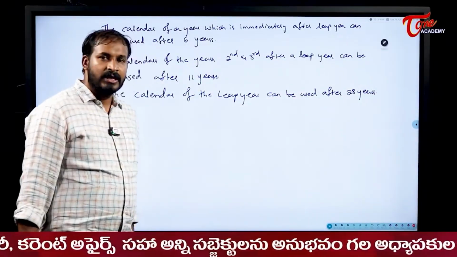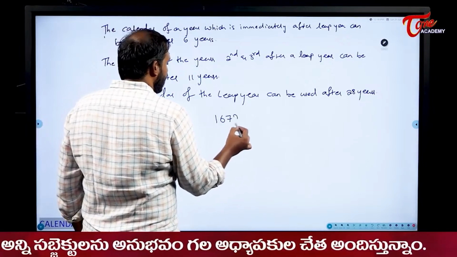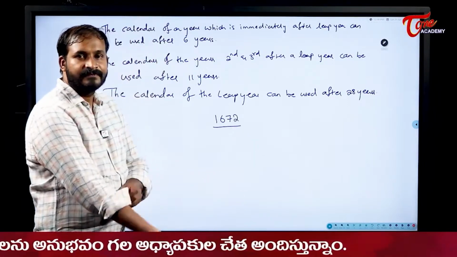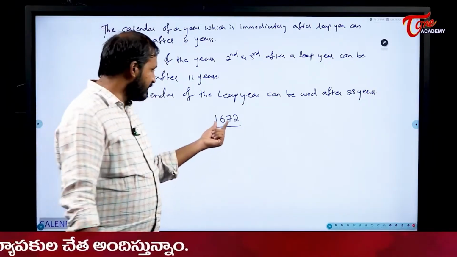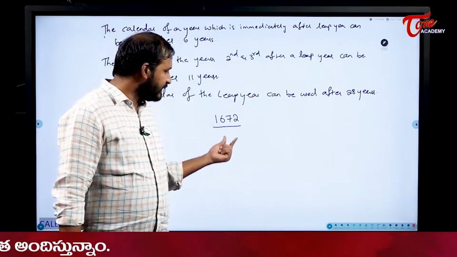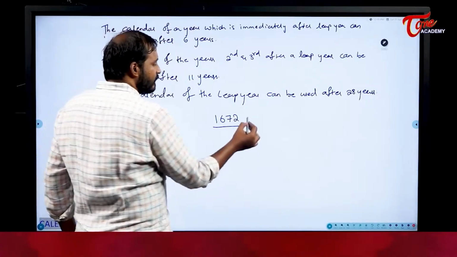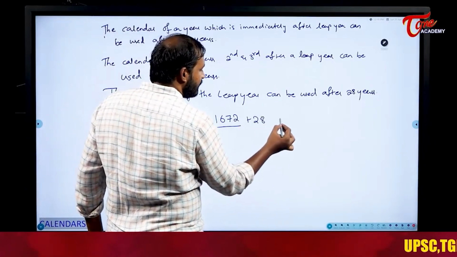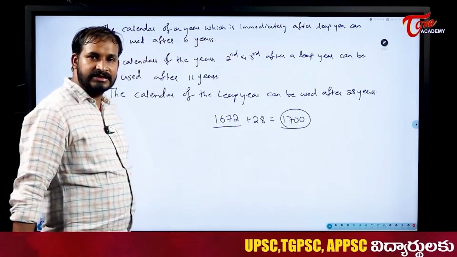Okay, good, superb. Now, when the calendar of the year 1672 can be once again used? Sir, this is a leap year. Is it a leap year or not? Yes, it is a leap year. So, I will use this after 28 years. So, 1672 plus 28, I will use it in the year of 1700. Is this correct?